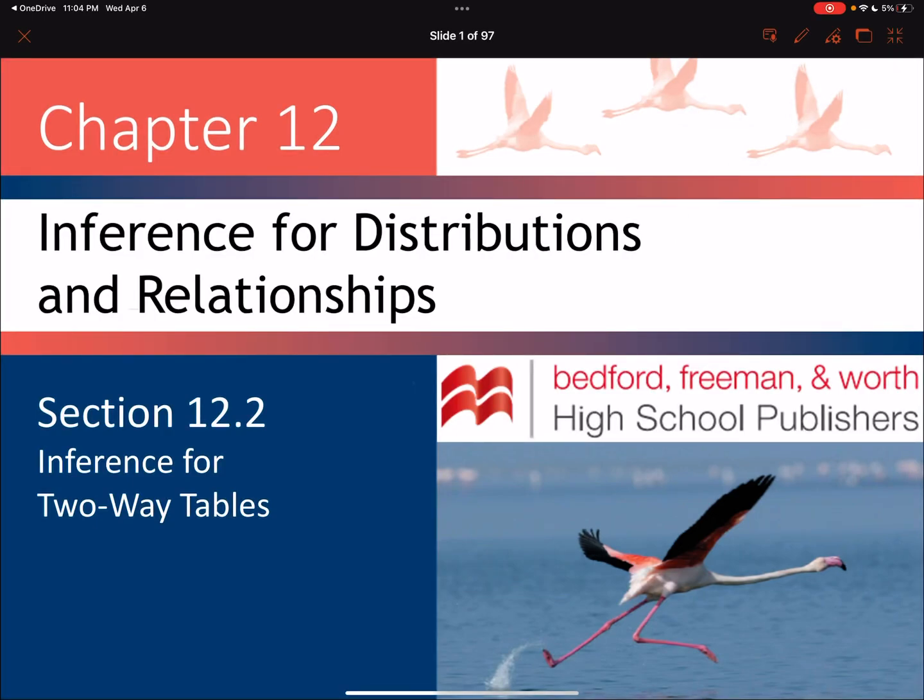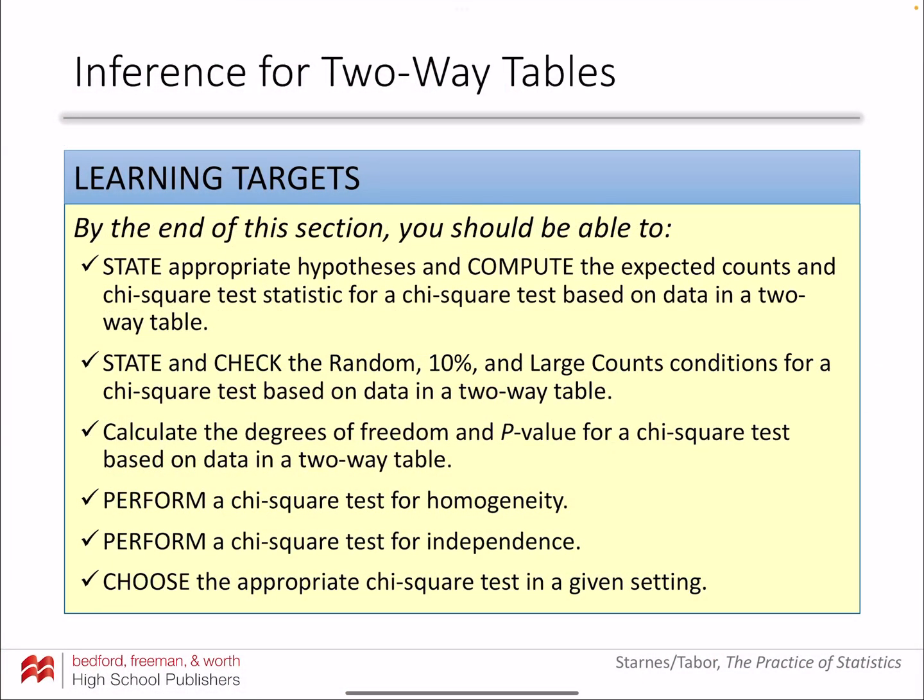Hi, I am here to talk to you about section 12.2 in the book. It's called Inference for Two-Way Tables. It's just another chi-squared test. So let's get started.